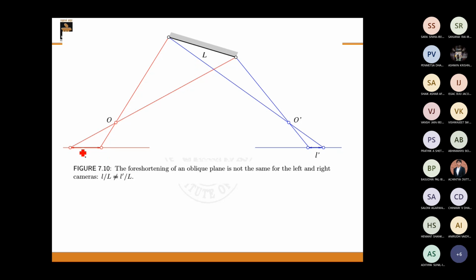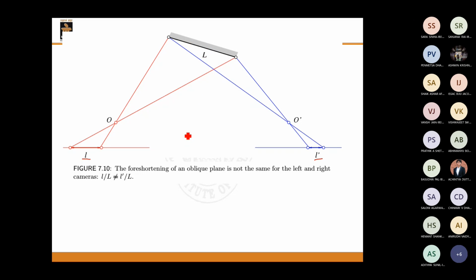Let's say this is the line L and I have the corresponding image edge over here, represented by L, and the same thing seen from this camera, that is the right image, I have as L dash. If I observe L and L dash, you see there is a difference in the length. It could be length, it could be height, depending upon the object that we are considering. This difference in length happens because the plane is not parallel to the baseline and you have an oblique plane.